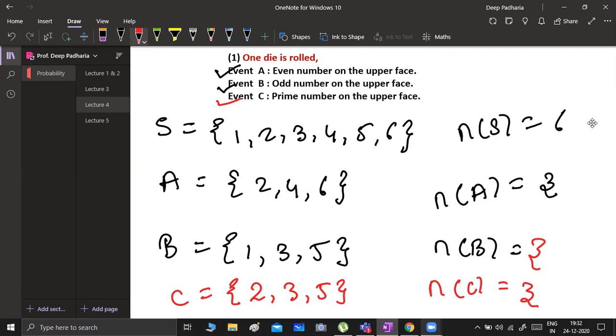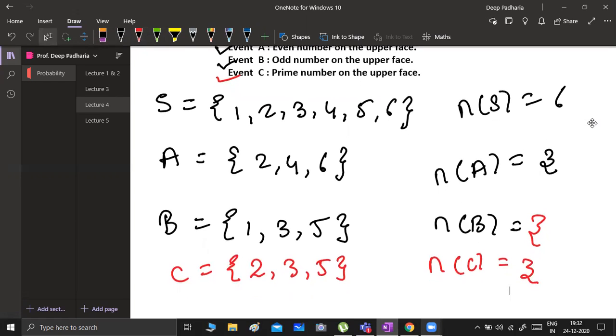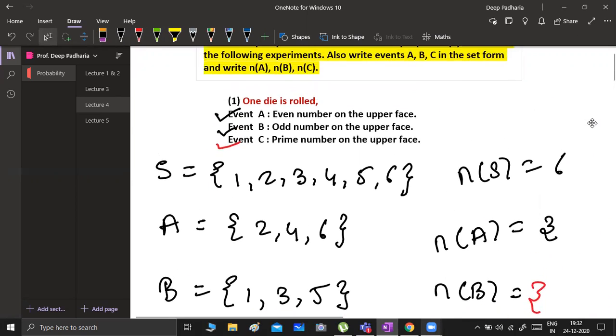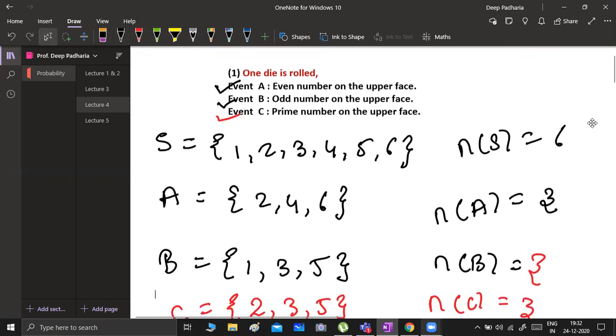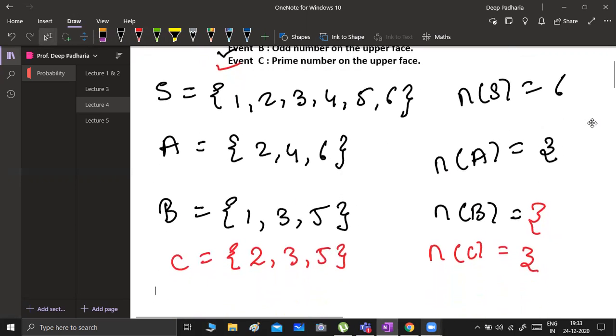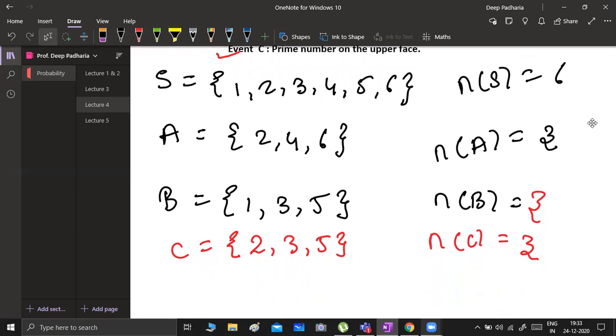This is all that was asked. What is asked? Just see. We have been asked to find n of S, n of A, n of B, n of C. So that is what we have found and shown. I hope there is no doubt in the question. Okay. Please note it down, and we will resume with our next question.